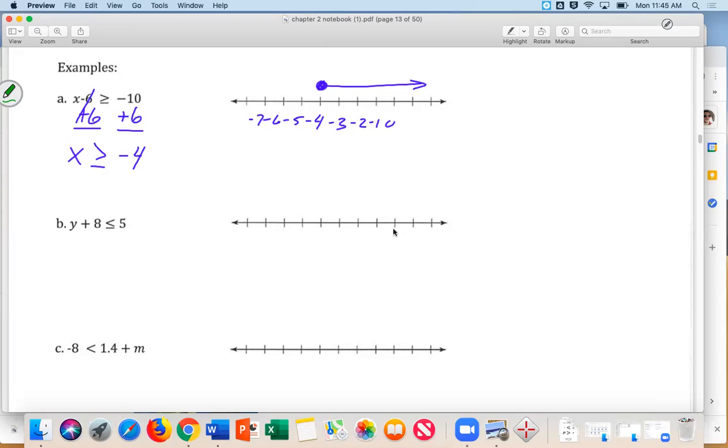Mike, how do you get rid of +8? Subtract 8. So we're going to go ahead and subtract 8 from both sides. Leaves me with y is less than or equal to 5 minus 8 is -3. So I'm going to put -3 in the middle, -2, -1, 0. Going this way, -4, -5, -6. Here, it's going to be a closed circle. I'm not eating the y. So I shade to the left.